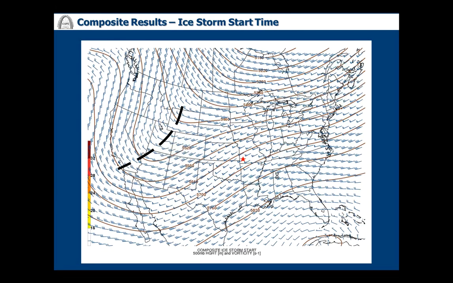This is analyzing 500 millibar heights and vorticity. The vorticity field obviously kind of gets averaged out in the end since each case is variable with that. But you can see that the main long wave trough is centered across the western CONUS here, and the southwest flow is over most of the domain there.